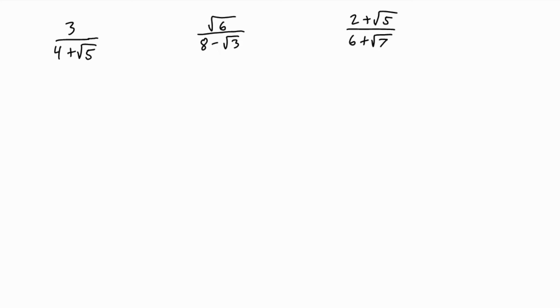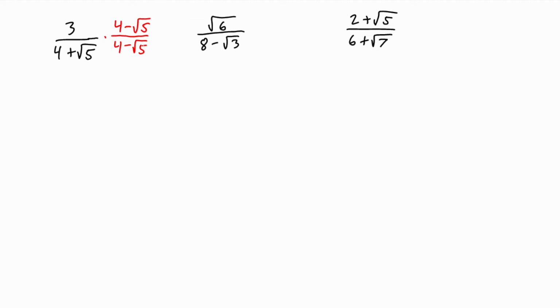So we have to multiply by what's called the conjugate. So the conjugate on the top and bottom will be the denominator, except with a different sign for the square root. So the conjugate of 4 plus square root of 5 is 4 minus square root of 5. So we multiply the top and the bottom by 4 minus the square root of 5. And the reason we do this is from a difference of squares.